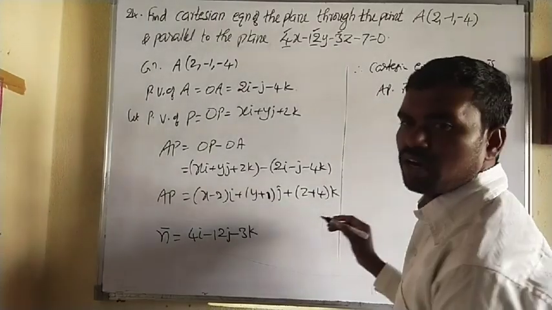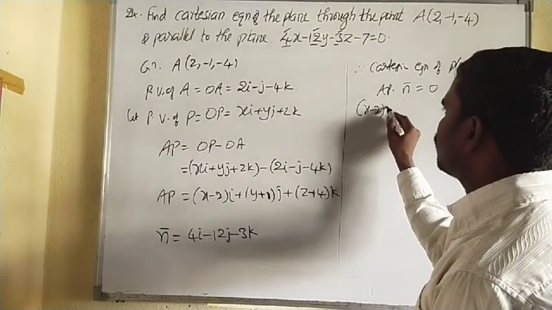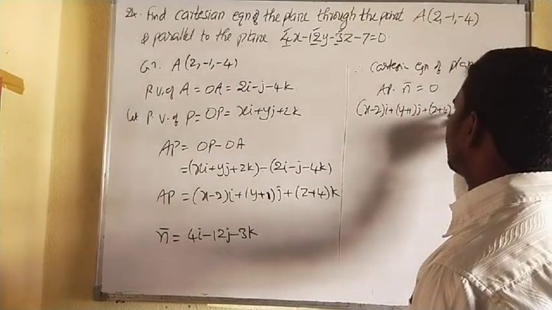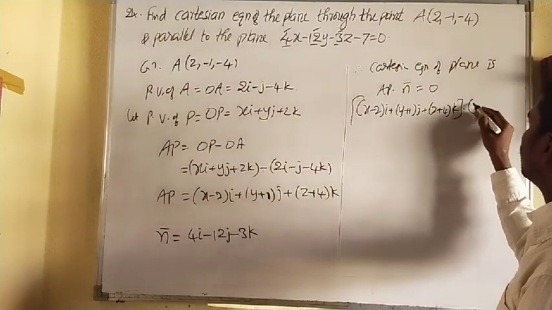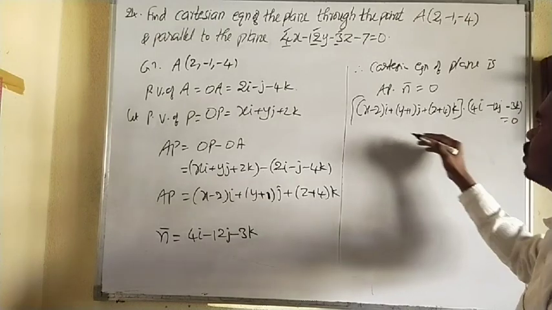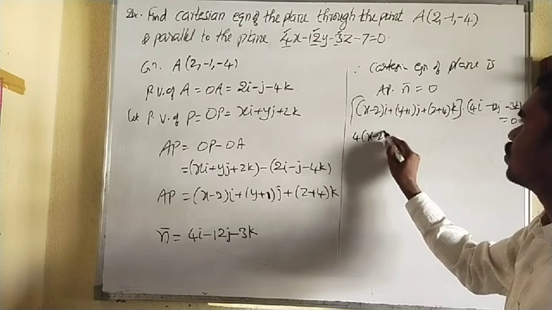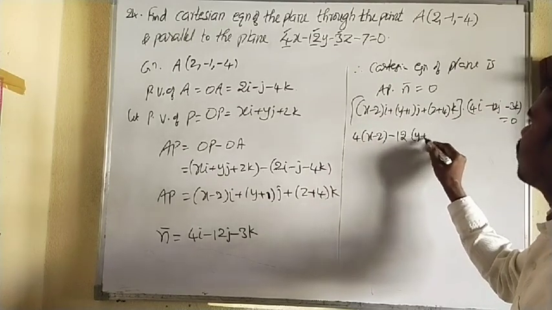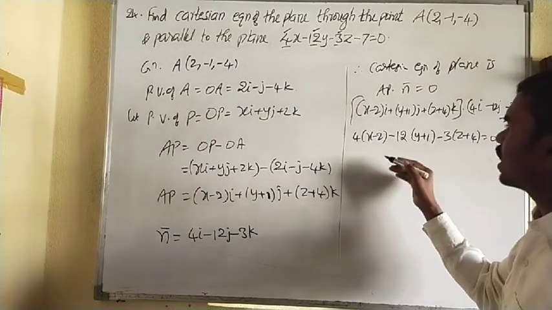This is the formula. So now AP means (x - 2)i + (y + 1)j + (z + 4)k, dot n bar, what is n bar? 4i - 12j - 3k, equal to 0. So now the dot product: i into i, 4 into (x - 2). Next, -12 into (y + 1). Next, -3 into (z + 4) is equal to 0. Simplify this, we can get the Cartesian plane equation.